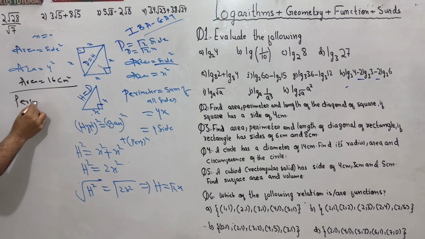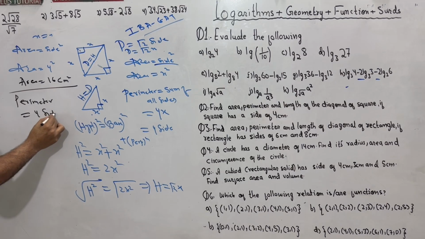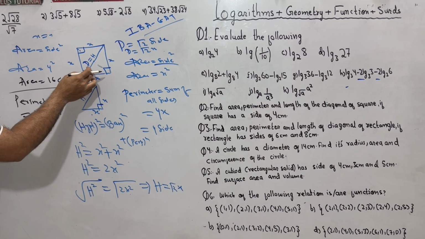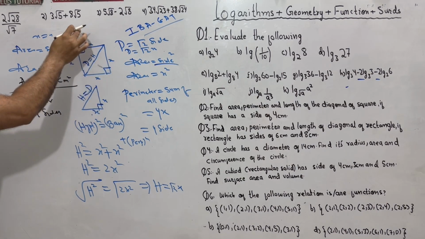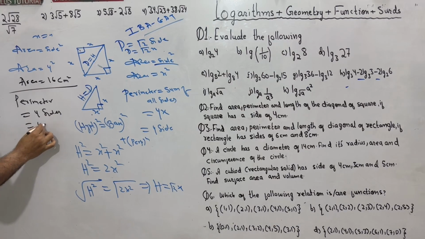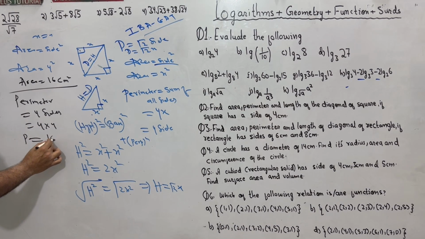Perimeter is 4 times the side in the case of a square. Or one can simply add up like a child, x plus x plus x plus x, 4 plus 4 plus 4 plus 4. 4 times 4, we have perimeter equal to 16.